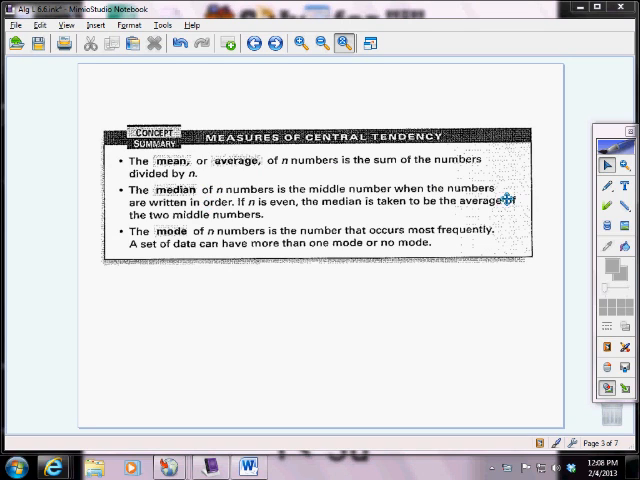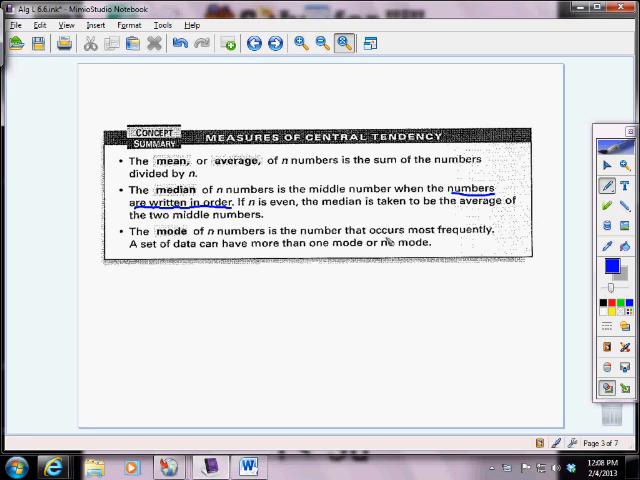The median is the middle number, but what's important to remember when it's a middle number, the numbers have to be written in order. That's why a stem and leaf plot can be helpful, because remember, a stem and leaf plot puts the numbers in order. It says if it's an even data set, you just take the two middle numbers and divide by 2 to find out what's in the middle.